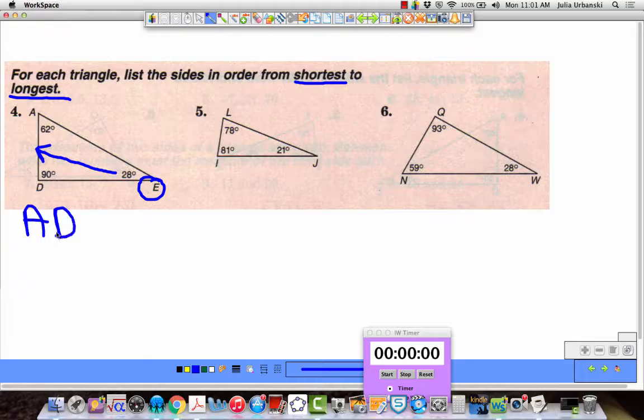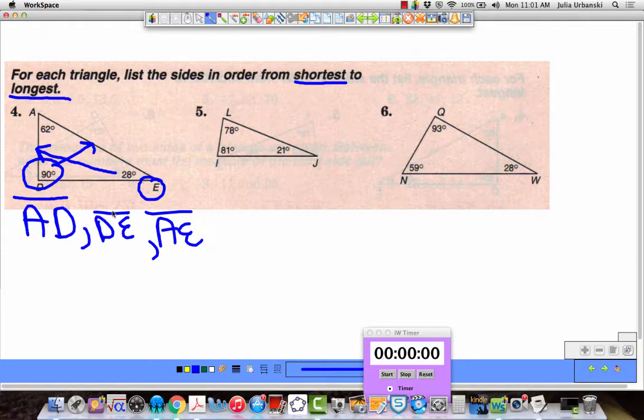So if I go across from that, what do I get? AD. Yep, and when you're just labeling the line, you put a bar across the top. AD is the smallest. What's the biggest? AE, across from 90. So I put that last. My biggest one was last. And then what's in the middle? Or E to B, either way. Okay. Smallest, middle, biggest.